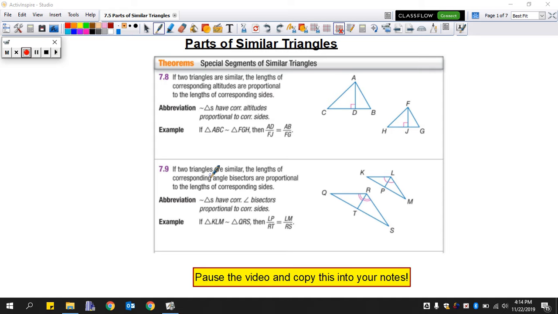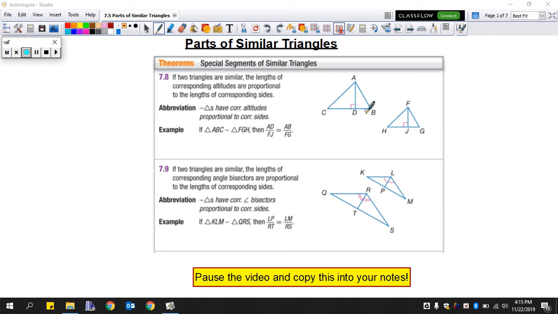So the first theorem, theorem 7.8, says if two triangles are similar, the lengths of the corresponding altitudes are proportional to the lengths of the corresponding sides. Remember, the altitude is the line that goes from one of the vertices down to the side that's opposite of that vertex, and crosses that side at a right angle. So whenever you see a right angle in a triangle, you can talk about the altitude.